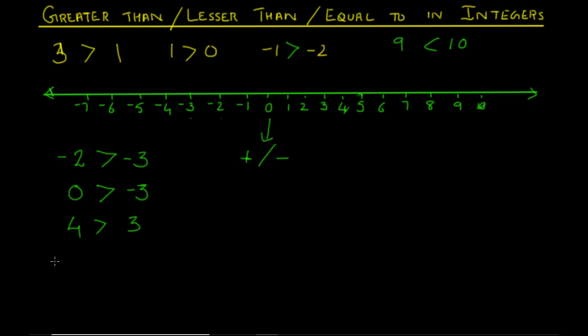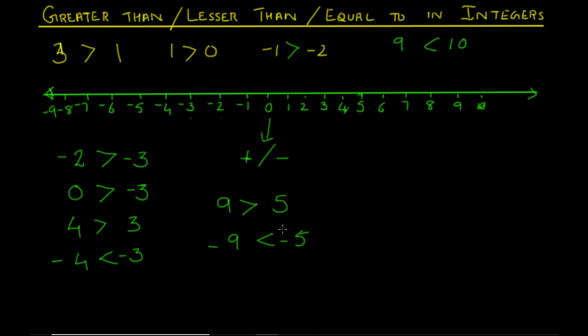What if we take -4 and -3? Who's on the right side? -3. So -3 is greater than -4. Right? Let's take one more example to make you understand better. 9 and 5. Of course, we know that 9 is greater than 5. What if it's -9 and -5? You have -9 here and -5 here. -5 is on the right of -9, so -5 is greater.